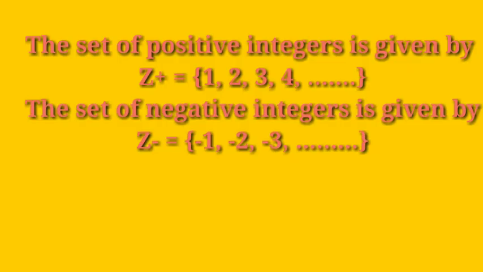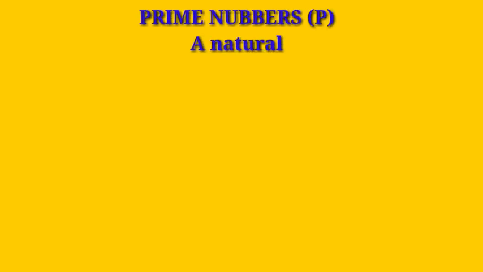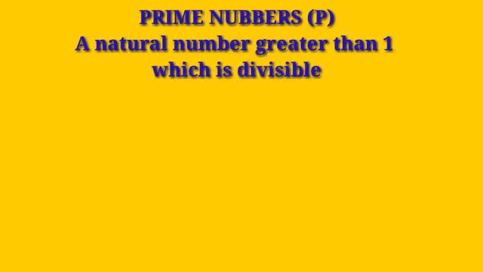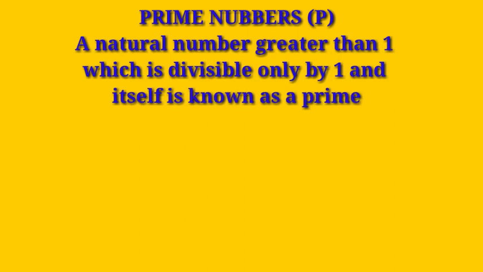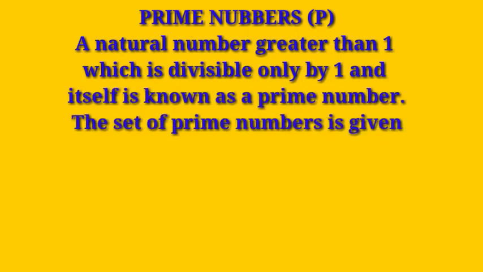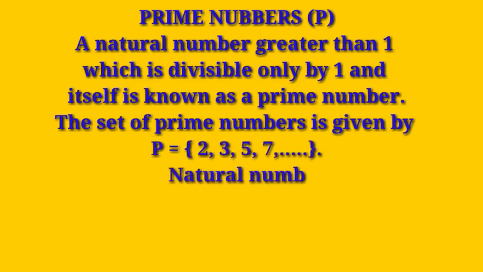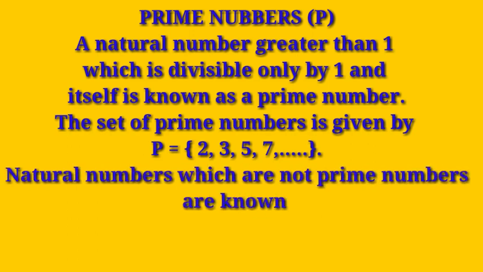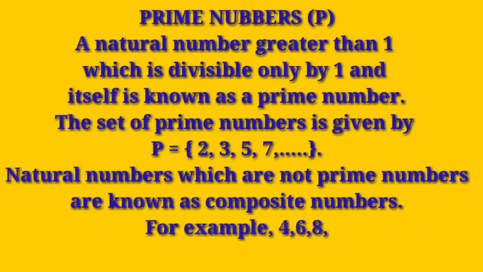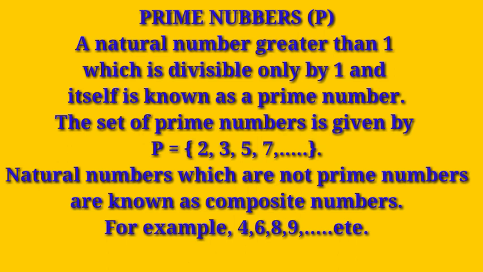Now, very important, another, the prime number. What is the definition of the prime number? A natural number greater than 1, which is divisible by only 1 and itself, is known as a prime number. The set of prime numbers is given by capital V is equal to curly bracket 2, 3, 5, 7, and so on. Natural numbers which are not prime numbers are known as composite numbers. For example, 4 is composite, 2 into 2, 6 is 2 into 3, and 8, 9, etc.